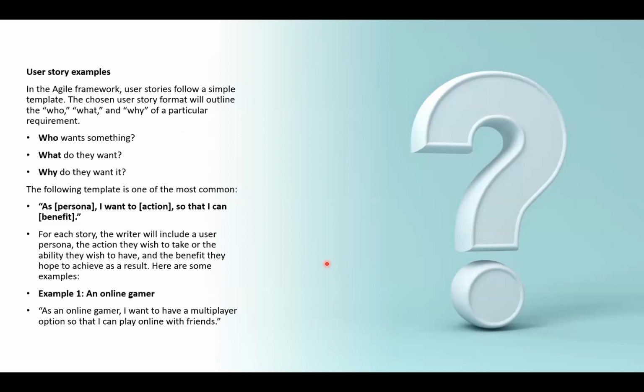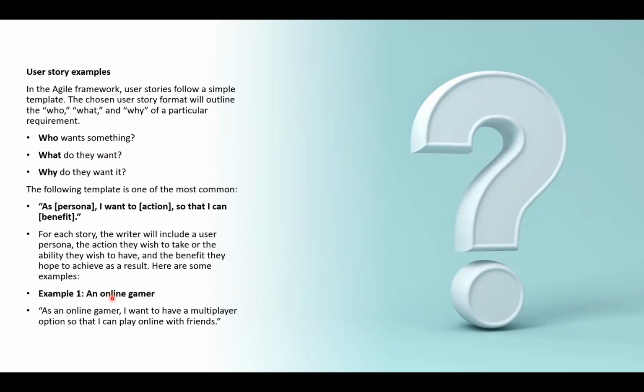Now, user story. This user story, as I said, is the way you write the features that you want to be implemented. In the Agile framework, user stories follow a very simple template. You're going to answer the question: who wants something? What do they want? And why do they want it? So you always put on a hat. That's a persona. You need to come as a persona and say what you want and why you want it.